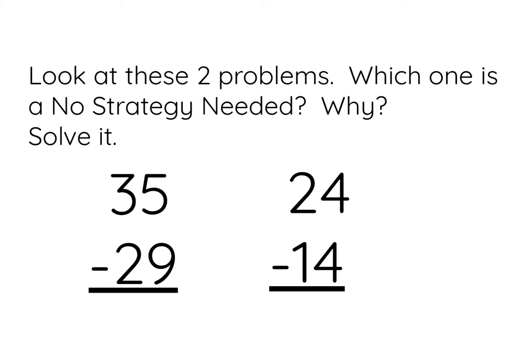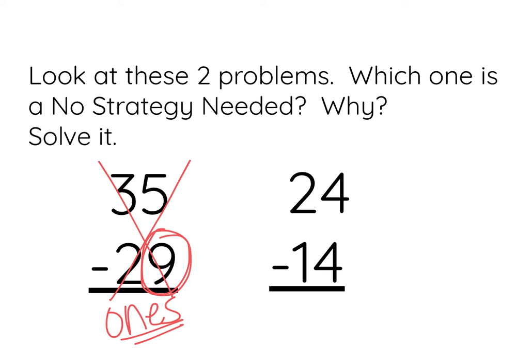35 minus 29 and 24 subtract 14. Which one is easy? Which one is an NSN or a no strategy needed? And which one do you need a strategy on? Correct. Cross that one out. Notice my bigger digit is there, so my problem is in the ones. 24 minus 14 is easy. It's just 10. I just subtract both columns going down.